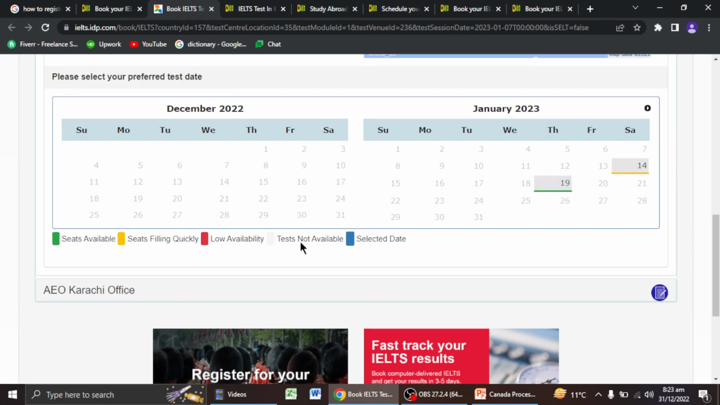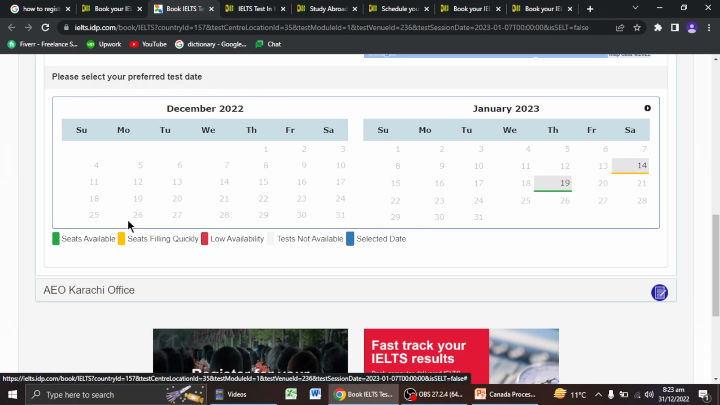Now look here at the colors. Seats filling quickly. So these are yellow. So if you want to register for the 14th of January, the seats are filling quickly. So you need to register nowadays. Finding a test date is becoming a bit difficult because this is the season when most people are applying abroad. So you need to be very proactive when you're scheduling your IELTS exam, right? And for the 19th one, that's easily available.